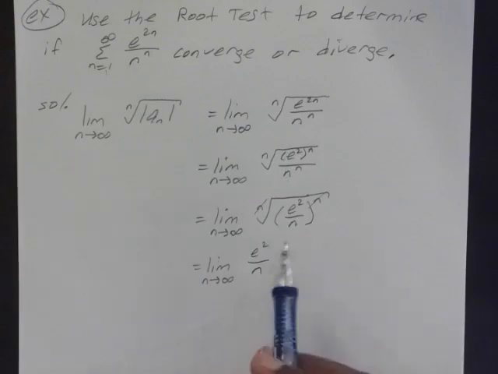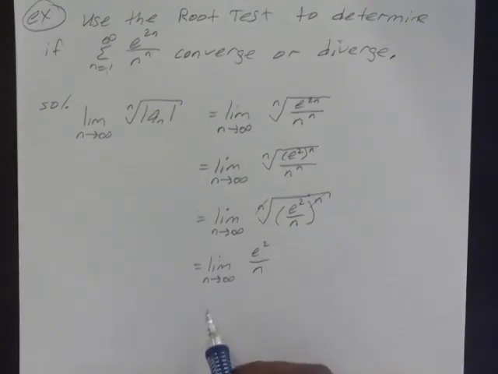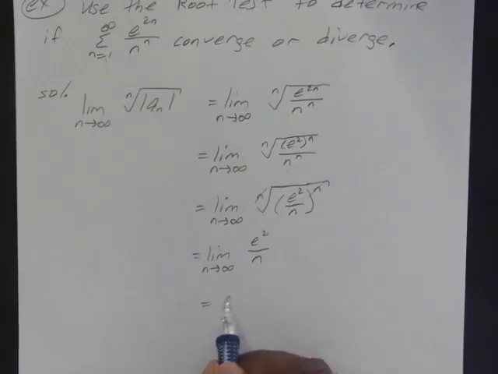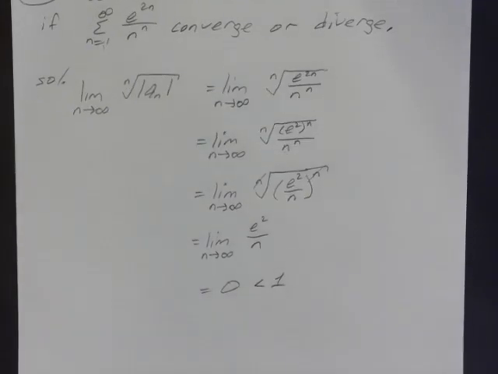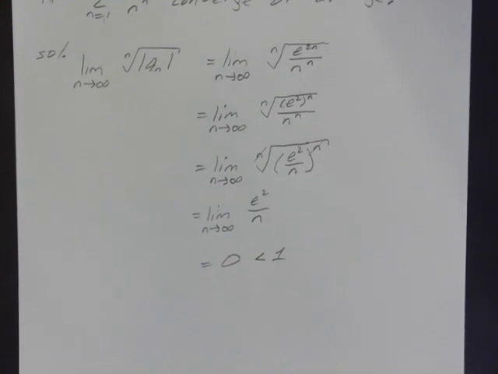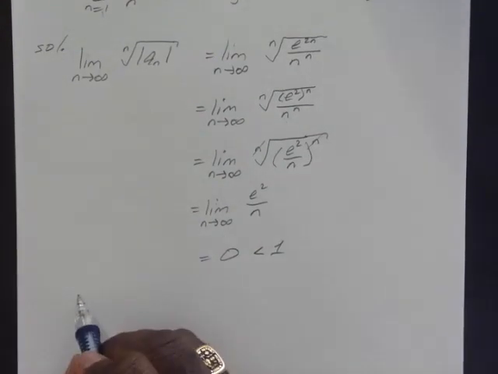Okay, so once again, whenever you have a constant divided by a number getting bigger and bigger and bigger, we know that that limit is just equal to 0, which is less than 1. Okay, so we know that by the root test, it converges absolutely.